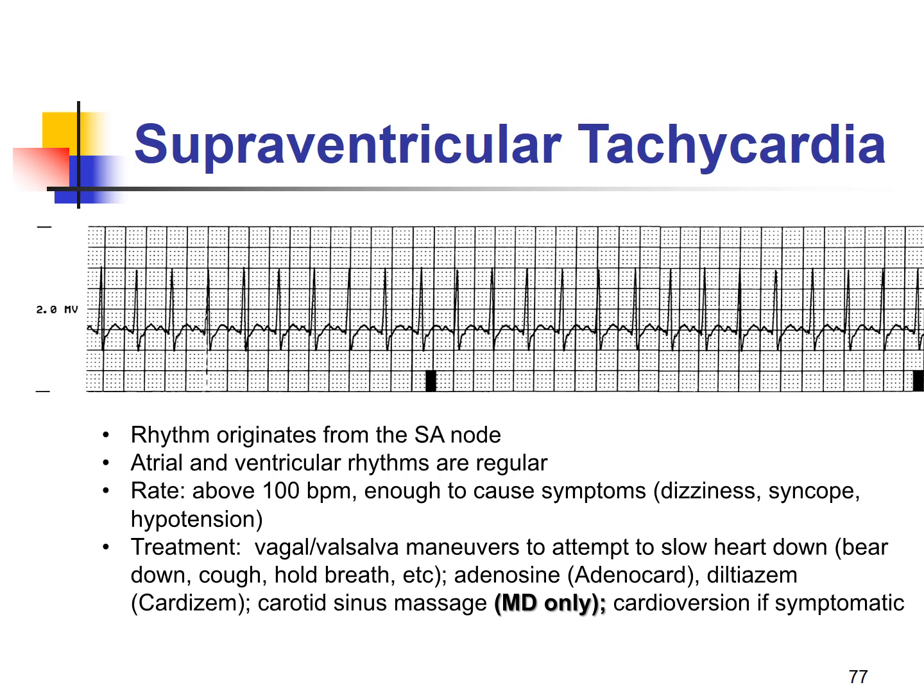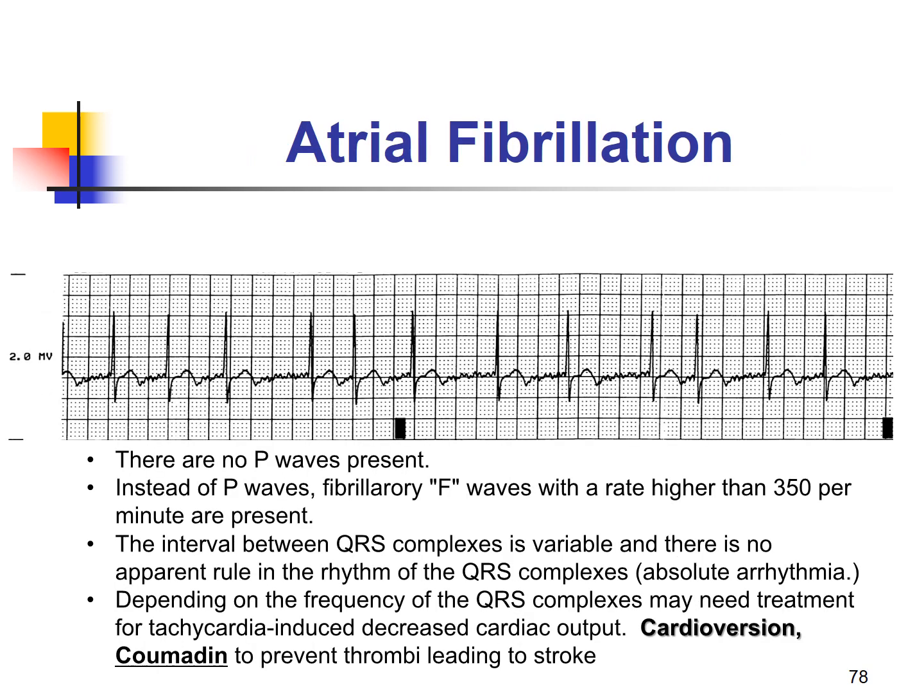So vagaling down, the Valsalva maneuver, telling the patient to bear down and cough, that can do it. So rather than waiting for the doctor to come, those are things that you could tell somebody to do, to cough, if you've seen the heart rate is really, really high like that. Next slide. Atrial fibrillation. See the difference here?